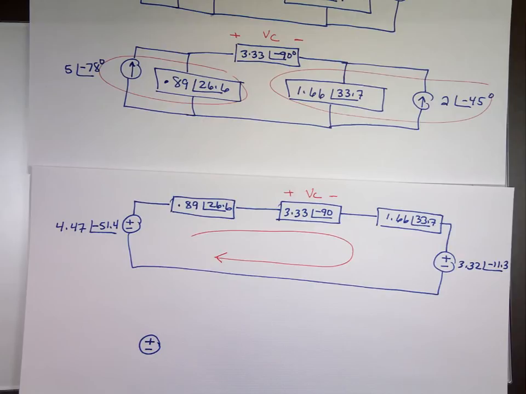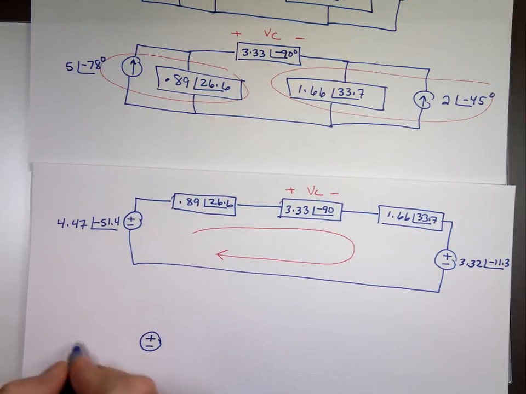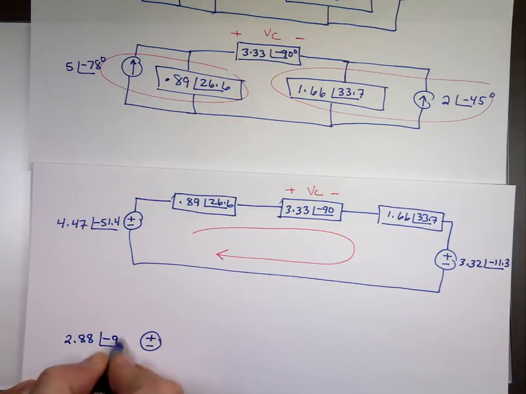4.47 angle negative 51.4 minus 3.32 angle negative 11.3. Oh, wait, clear it. I have 3 sitting in the front. And I came up with 2.88. Hopefully I'm pushing the right button. I got the same thing. Angle negative 99.3.